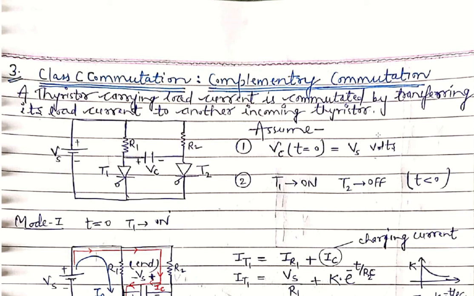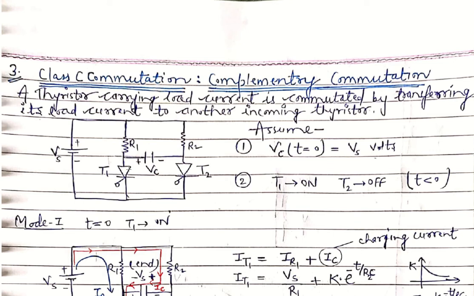So good morning students. In today's class we will see the third type of commutation technique, that is known as class C commutation, also known as complementary commutation. So what is the main principle of working of this technique? A thyristor carrying load current is commutated by transferring its load current to another incoming thyristor.